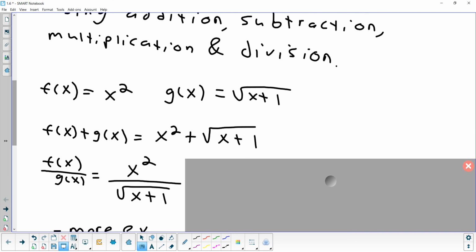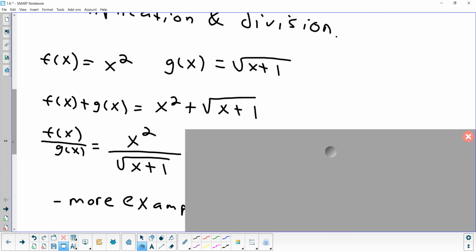Here's an example with division. We took our first function we were given, we took the second function we were given, and we combined them by dividing them. Now there is a problem in this case. When we divided them, what ended up happening that we don't like? Yep, square root on the bottom. Yeah, we've got a square root on the bottom. We generally don't like to leave a square root on the bottom.